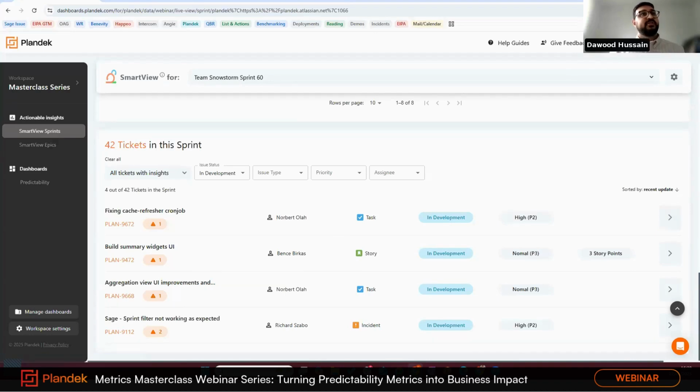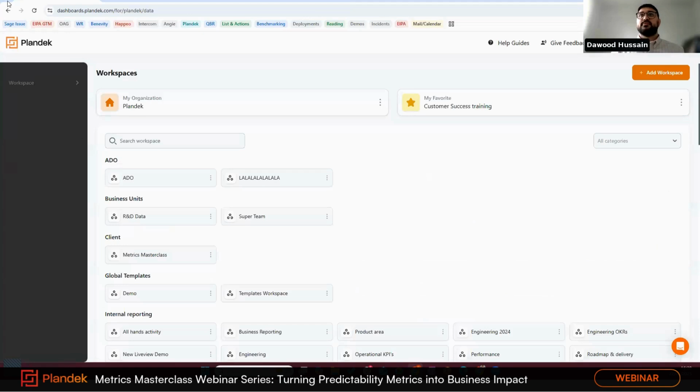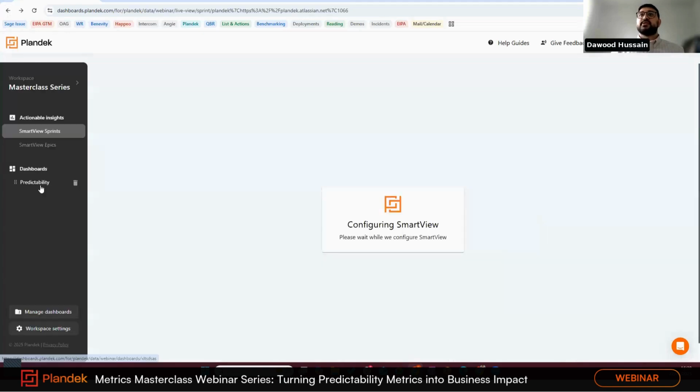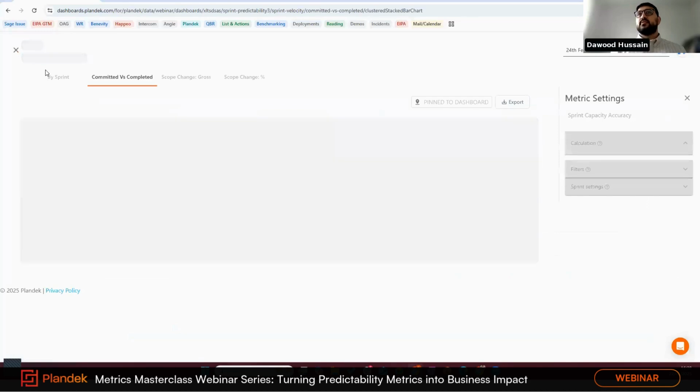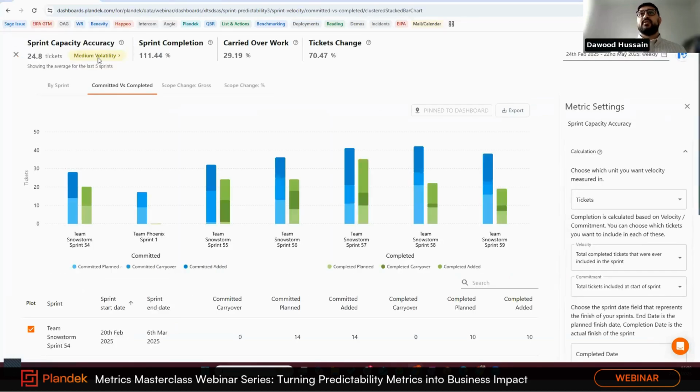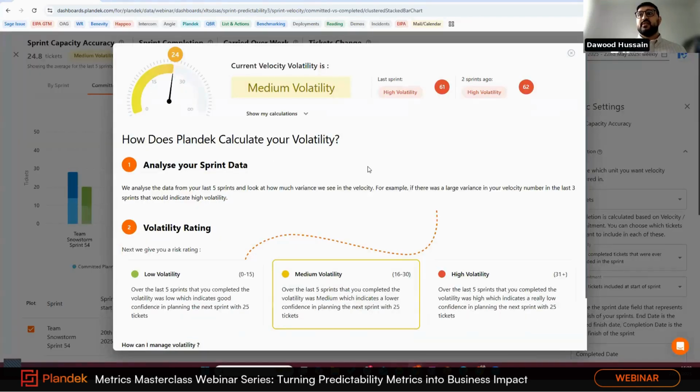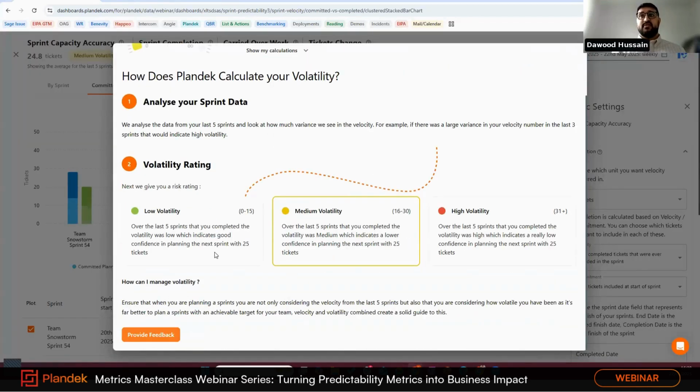There's a question: apologies if I missed it, but what are the thresholds for medium, high volatility and capacity accuracy? Okay, so let's go back to the predictability dashboard. We'll click on Explore here. And if we click onto the volatility button here, you can see the thresholds.